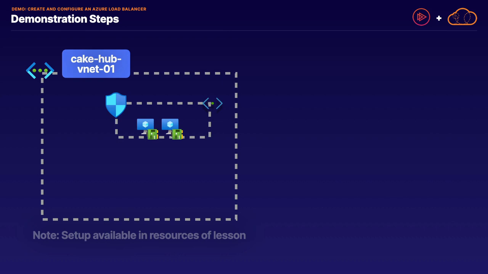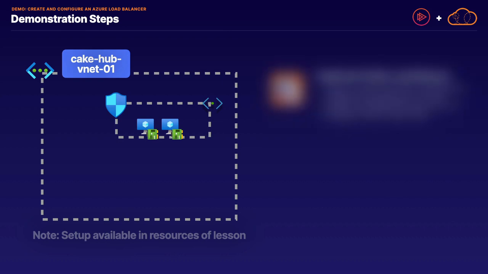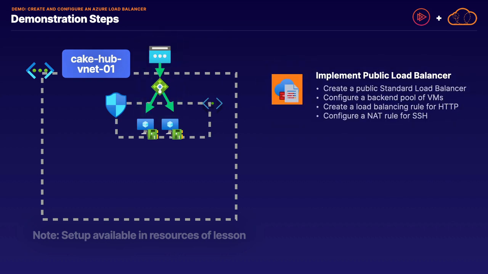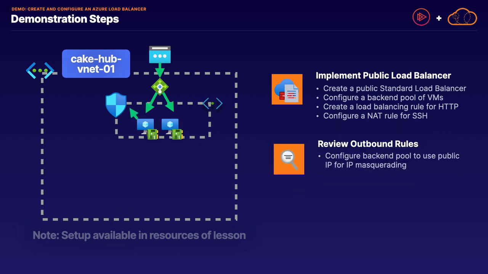Now, the demonstration steps we're going to go through are implementing our public load balancer, where we're going to create a standard SKU load balancer. We're going to configure those VMs as part of the backend pool. We'll create a load balancing rule for HTTP, and then we're going to configure a NAT rule for SSH to a VM in our backend pool. And then we'll review outbound rules, and we'll configure a backend pool to use public IP for IP masquerading, and then we'll validate that all of these rules work correctly.